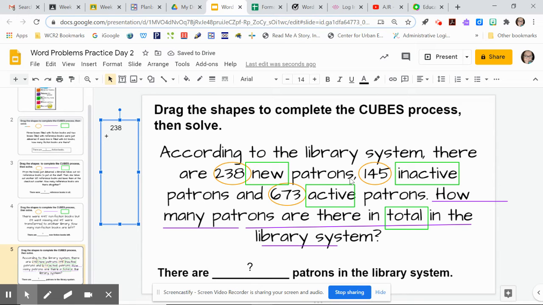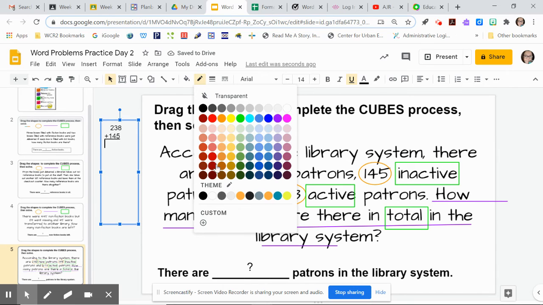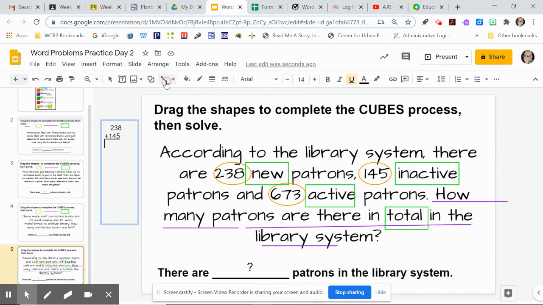So we have 238 plus 145. Well, if you watch my Flipgrid video, you will learn that Mrs. Smith very much does not like when people add more than two numbers at a time. So for right now, I'm going to take my little pin here. I think. Nope, I'm going to do a line.